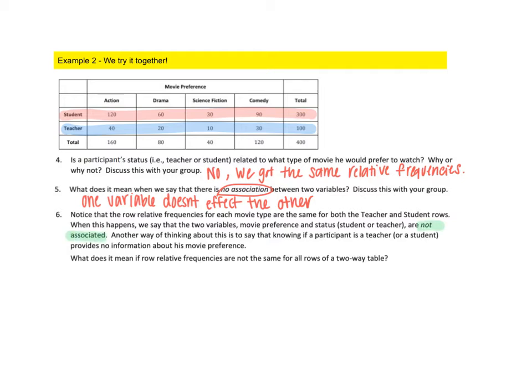Another way of thinking about this is to say that knowing if a participant is a teacher or student doesn't really give you any information about their movie preference. So for some data tables and some surveys, if you say, oh, you're a girl, well, I can use that information to predict this about you. In this case, you can't use the information, whether they're a student or teacher, to predict anything about their movie preference because it's the same no matter what. Okay? Let's go ahead and move on to the next slide.